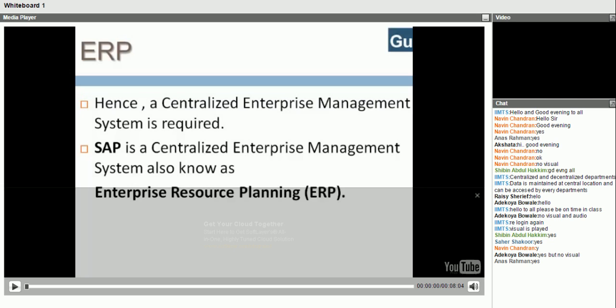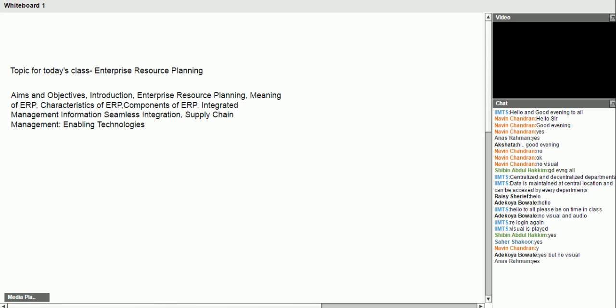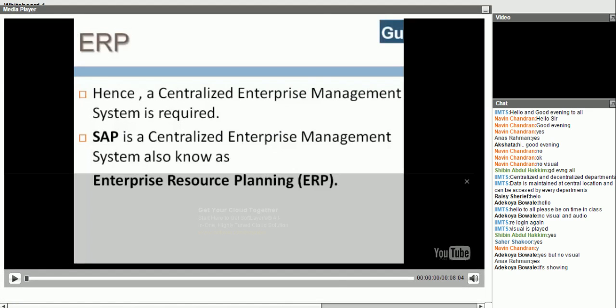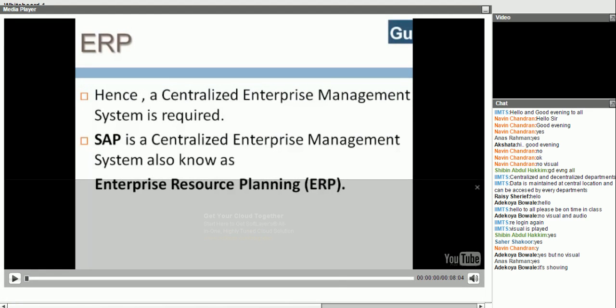Our today's class is on enterprise resource planning, and the topics which we are covering in today's class are the aims and objectives, introduction, ERP, meaning of ERP, characteristics of ERP, components of ERP, integrated management information, seamless integration, supply chain management, enabling technology. So this is our today's topic. And related to that topic, I have played one video of 8 minutes, just to make you understand what exactly ERP is.